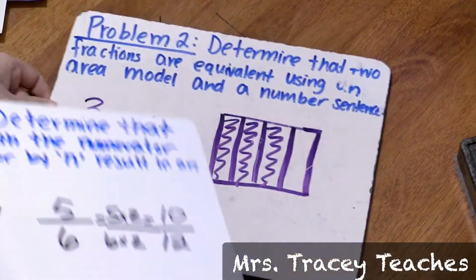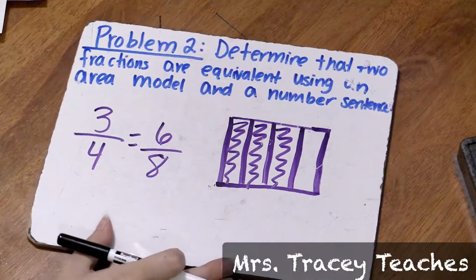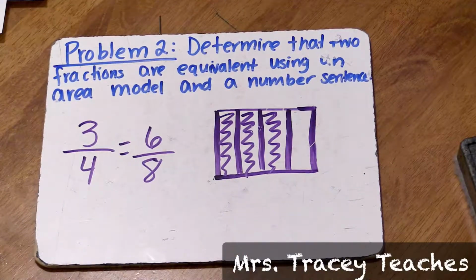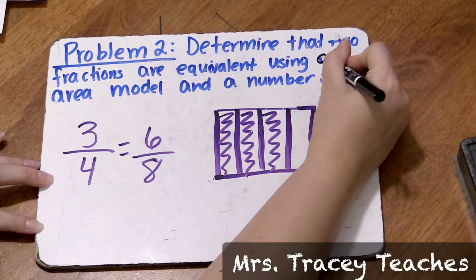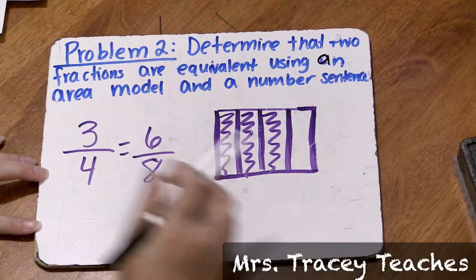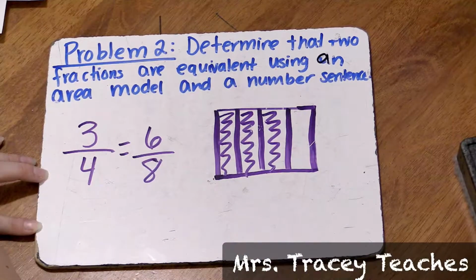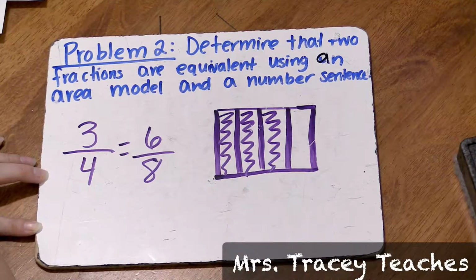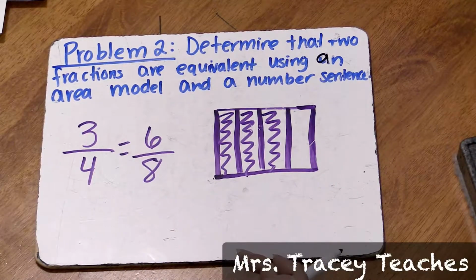So now problem number 2 says, determine that 2 fractions are equivalent using an area model and a number sentence. So my number sentence is 3/4 is equal to 6/8. So I know I have 1, 2, 3 colored in out of 4 and it's equal to 6/8. Well, how do I show that?